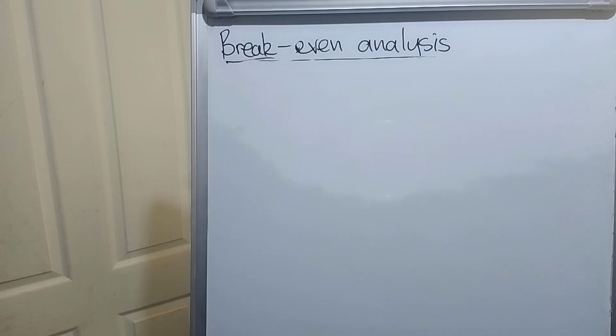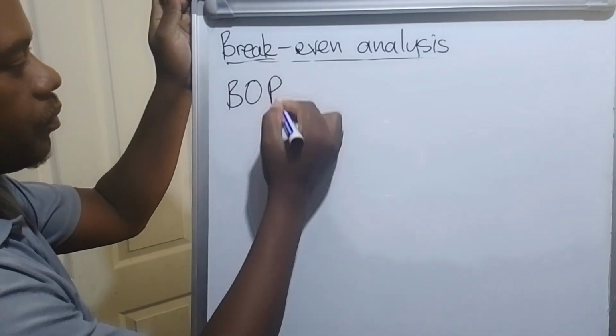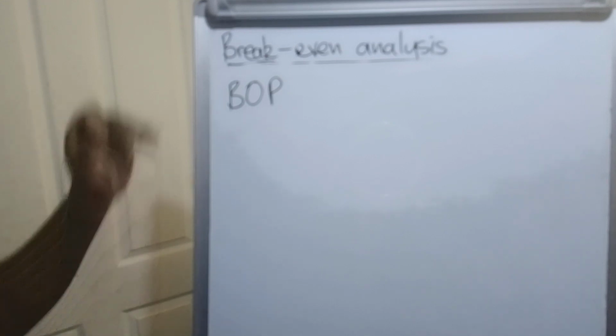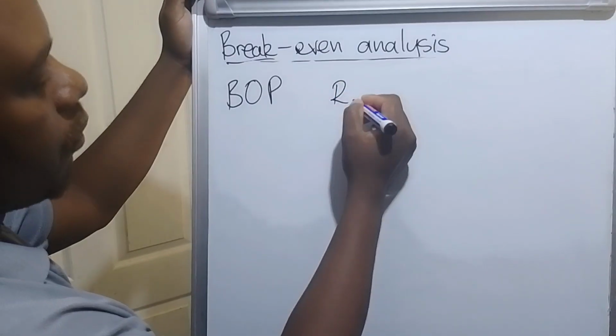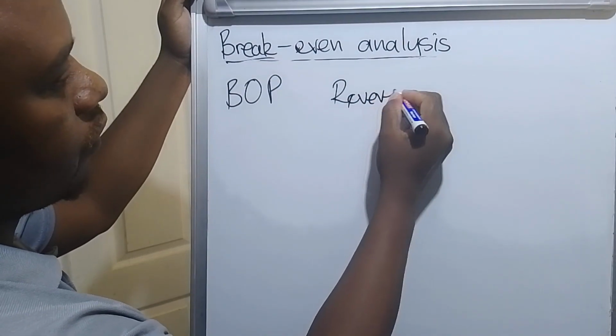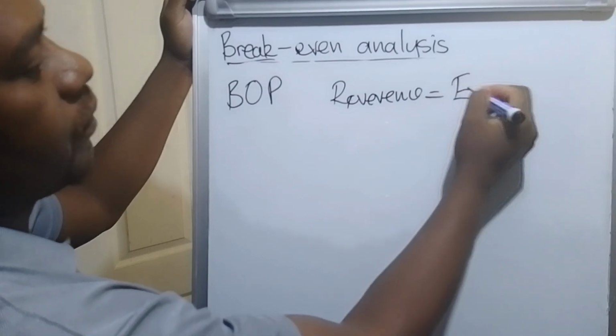What is the break-even point? BOP. A break-even point is a point where our business is neither making a profit nor a loss. At this point, the total of our revenue will be equal to expenditure. The break-even point is the point where revenue is equal to expenditure.